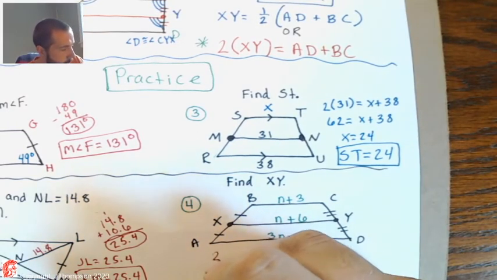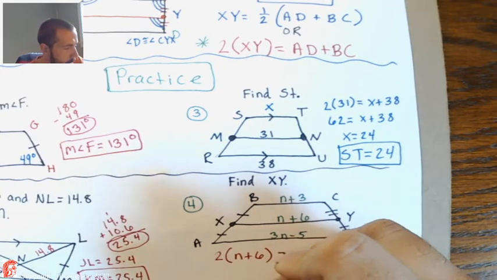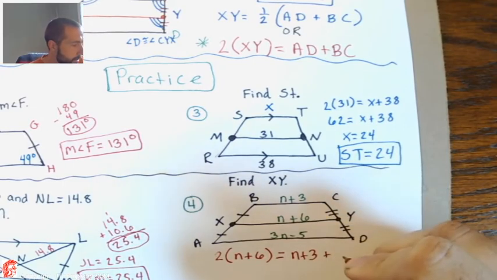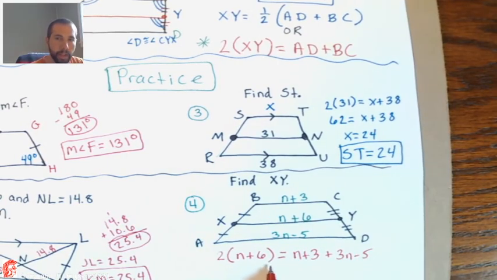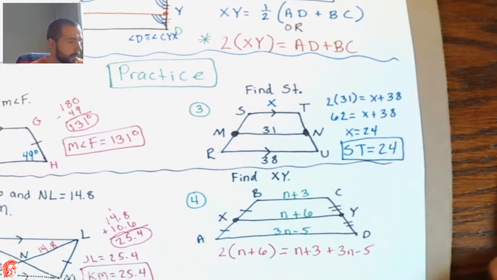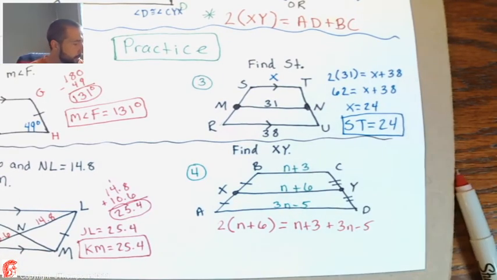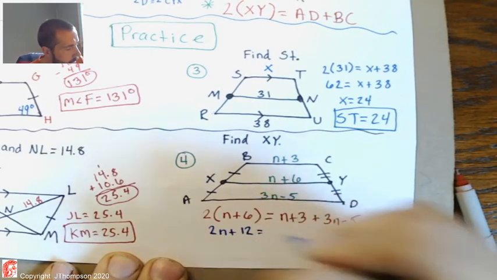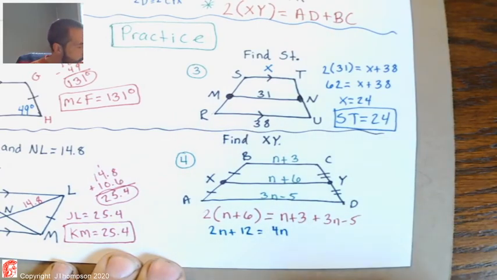So that's going to be 2 times parentheses n plus 6, make sure you use those parentheses, equals n plus 3 base 1 plus 3n minus 5 base 2. Okay, let's clean that up a little bit. We'll distribute on this side, then we'll combine like terms on this side. So when we distribute, we end up getting 2n plus 12 equals, and then on the right side, combine like terms, we get 4n, and that would be minus 2.